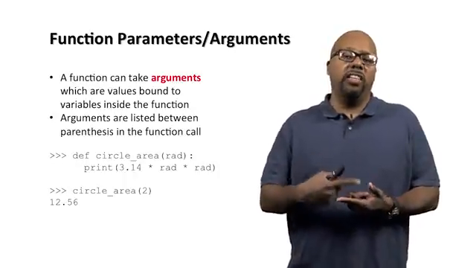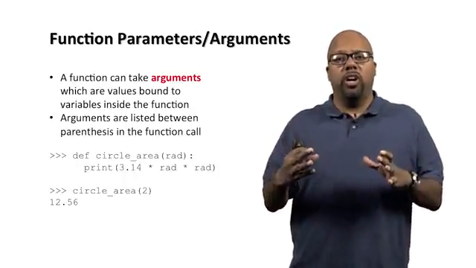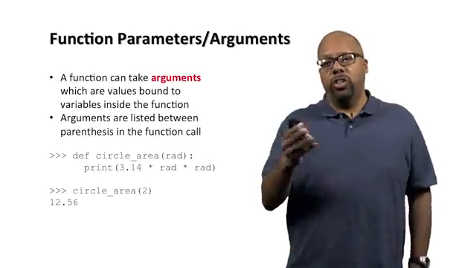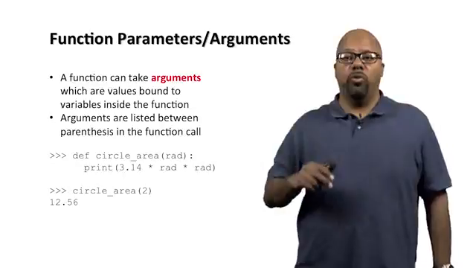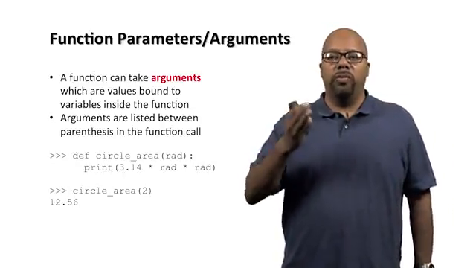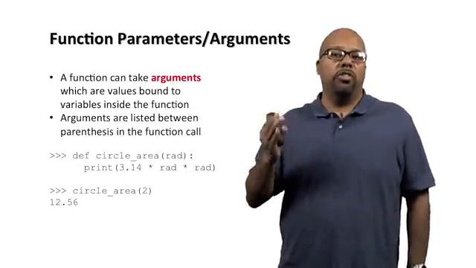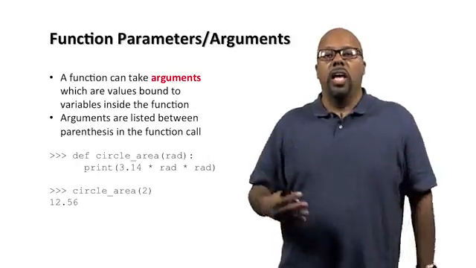So you have to define it in the definition. You name the argument. And then at runtime, when you call circle area and pass it 2, that 2 will be bound to rad, right? That variable rad. And so 2 will be rad, so it'll print out 3.14 times 2 times 2. It'll substitute the 2 in for the rad.